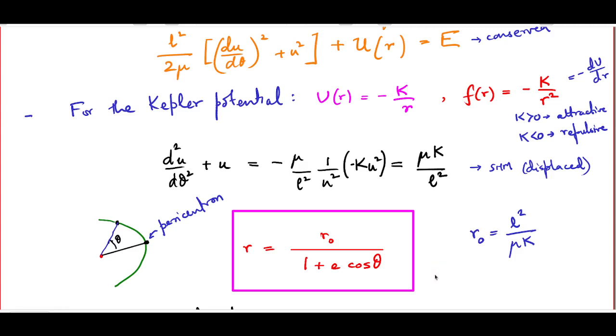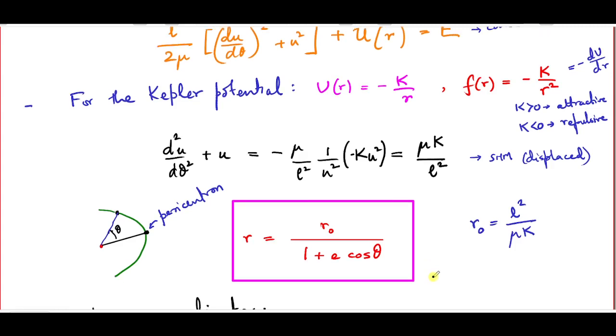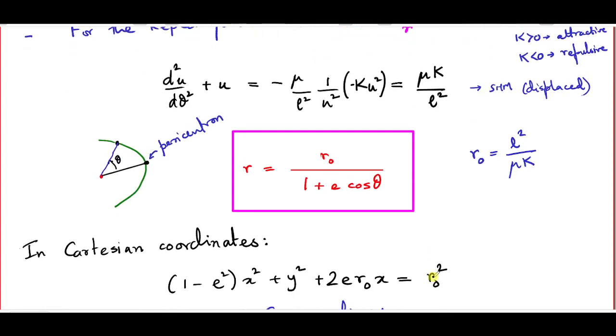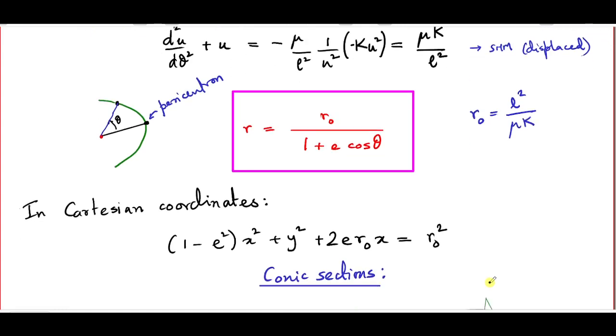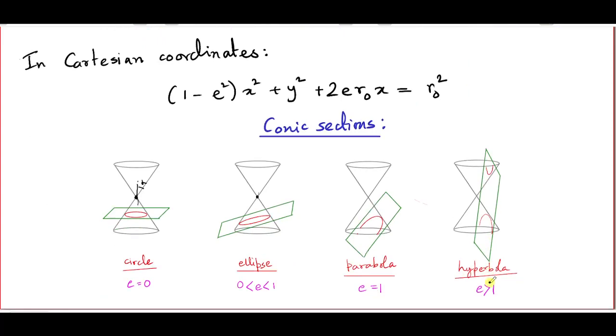Now, in Cartesian coordinates, this equation can be translated to (1 - e²)x² + 2e r0 x + y² = r0², an equation which is quadratic in x and y, and we spent quite a lot of time in the last lecture to explain why these equations essentially represent, for different values of e, different curves which are all conic sections. That is, curves that you get when you slice a cone with a plane.